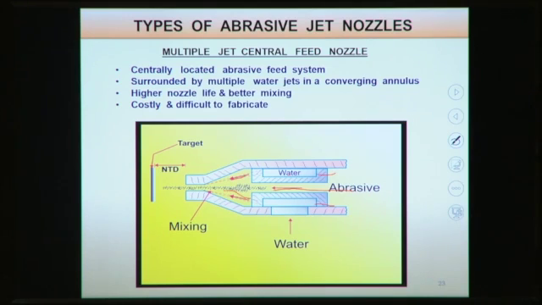Here in this converging annulus, multiple water jets are coming and abrasive particles are coming from the center. In this case there is higher nozzle life and better mixing, but these kinds of nozzles are costly, because it is very difficult to fabricate them. The water jet coming from the inner periphery of this nozzle has to be concentrated into one point, and the abrasive particles also have to be concentrated at the nozzle entry, so that proper mixing can be done. It is very costly because it is very difficult to concentrate the water jet supply system to a certain point.